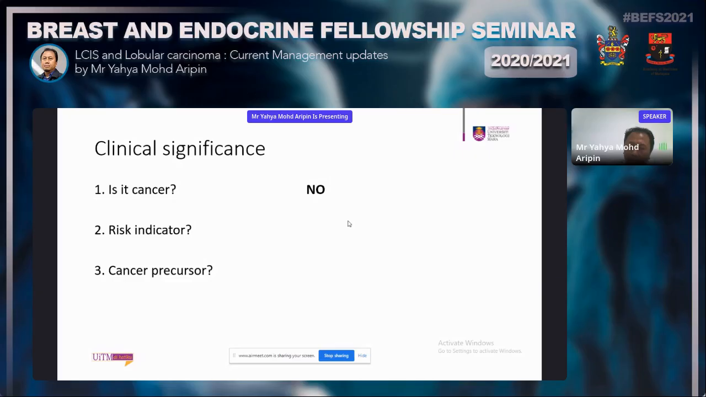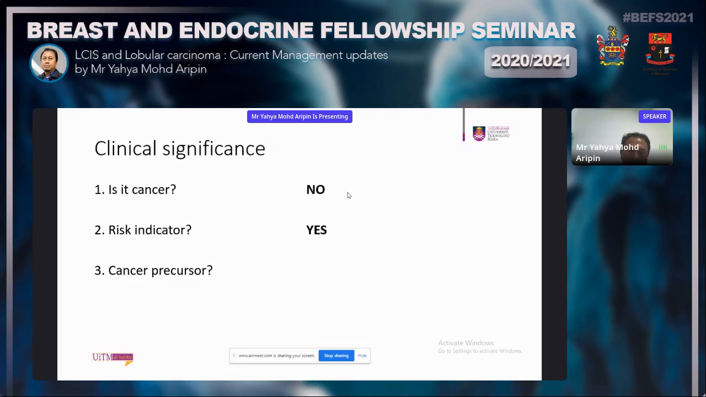It's not considered a cancer. Look at the recent NCCN guideline, it has been removed from the guideline. Is it a risk indicator, meaning that LCIS can indicate that the patient will develop invasive cancer in the future? Yes, that's what LCIS is all about. It's actually a risk indicator.